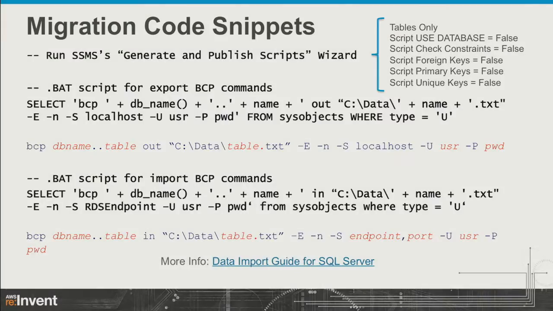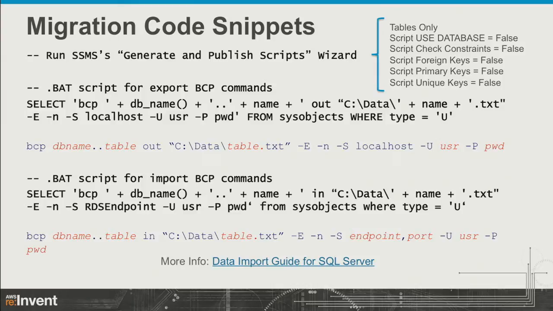I've got a couple of code snippets that will allow you to simplify this move. The first recommendation is to use the publish script wizard available in the SQL Server Management Studio to generate the schema of your database. There are a couple of optimization recommendations here. Just export the table definitions. Don't include the constraints and foreign keys so that your BCP loads can achieve the maximum performance.